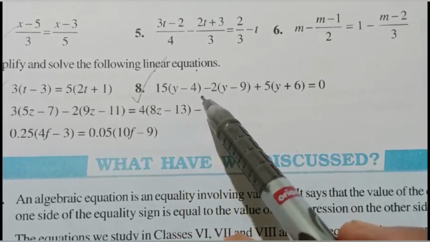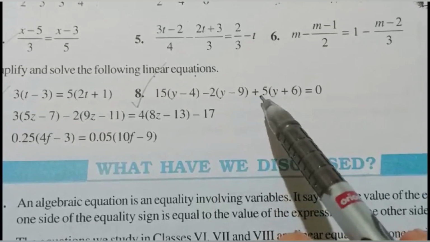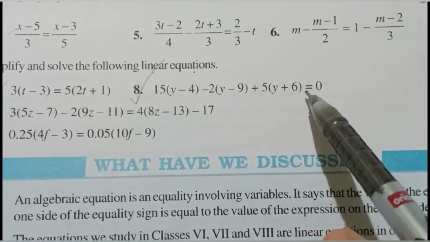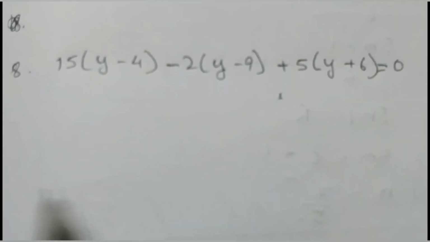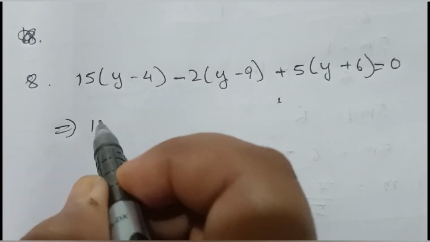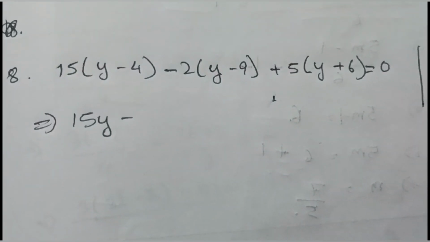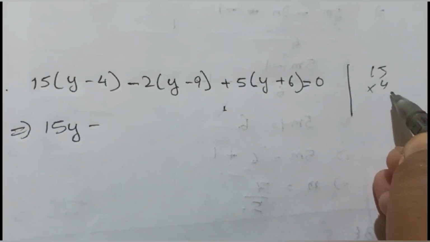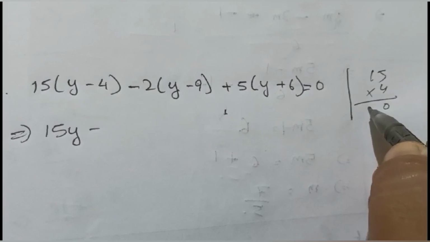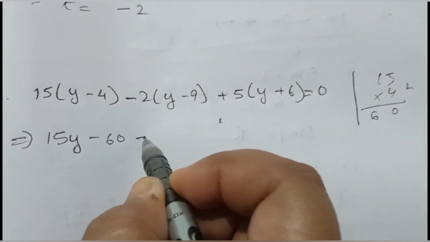Question number 8. 15 whole bracket y minus 4 minus 2 whole bracket y minus 9 plus 5 whole bracket y plus 6 is equal to 0. So I have written the question here. Okay, let's do now 15. Like, we'll do multiplication. Then this one 15 4s are how much? 15 into 4 is 60.